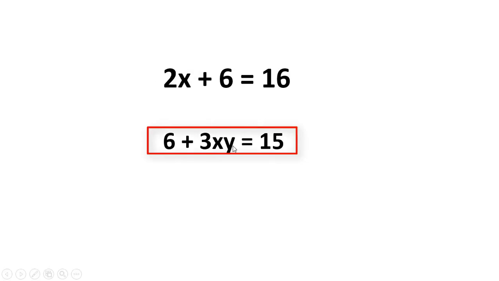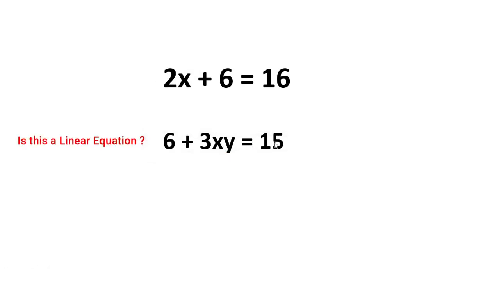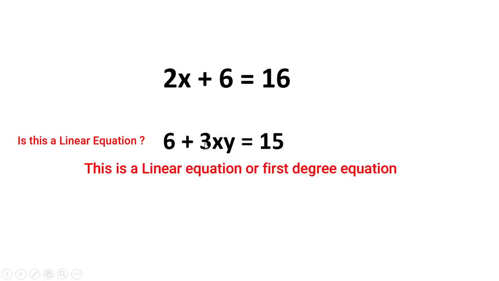6 plus 3xy equals 15. Is this a linear equation? Let's find out. Every linear equation is always in 3 to 4 terms, and this is in 3 terms: the first term, second term, and the third term. The x, the variable here, has a power of 1, and the variable y here has a power of 1. So if you add them together, you have 2. So this has the power of 2.